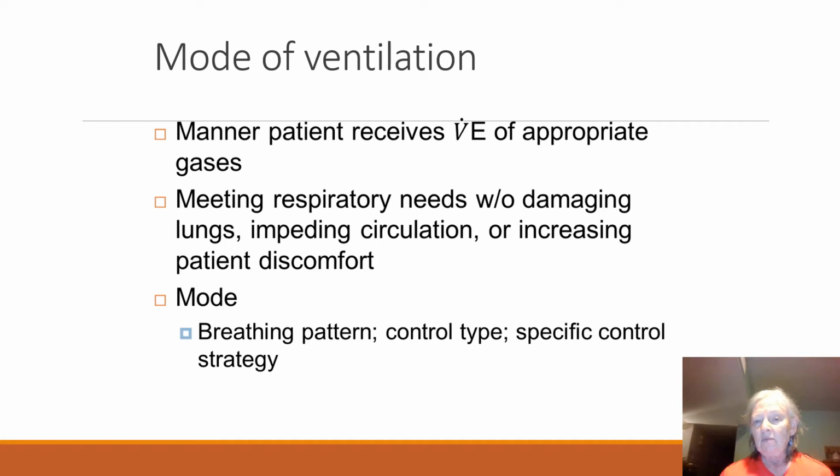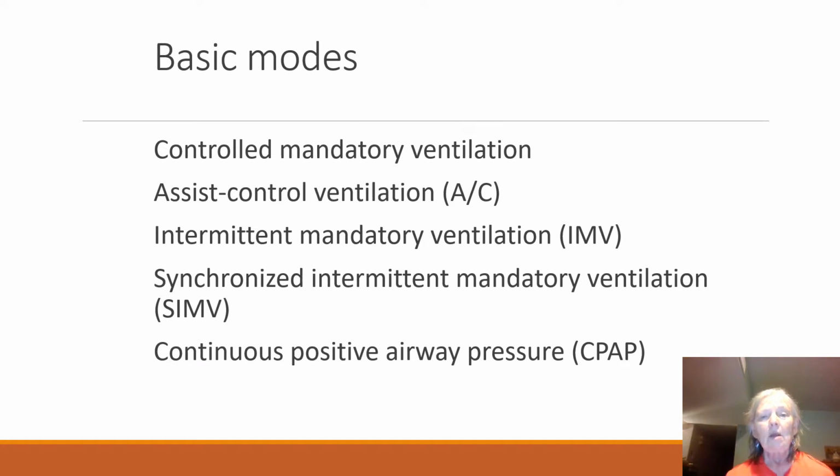We don't want to cause any ventilator-associated or initiated lung injuries. We don't want to impede circulation, or we don't want to make the patient uncomfortable. We're trying to prevent patient-ventilator dyssynchrony. So the modes, we're going to look at a little bit more breathing pattern, control type, and then a specific control strategy that goes with it. So again, your basic modes: controlled mandatory or continuous mandatory ventilation, assist control, intermittent mandatory ventilation, synchronized intermittent mandatory ventilation, and continuous positive airway pressure, okay?